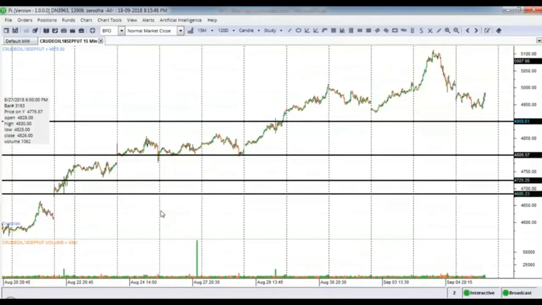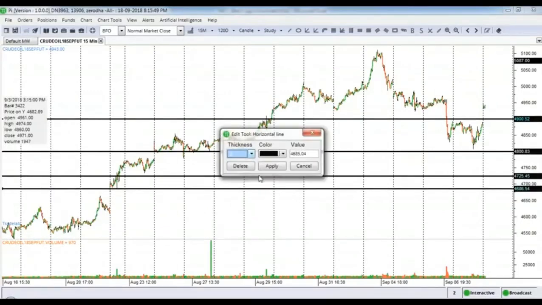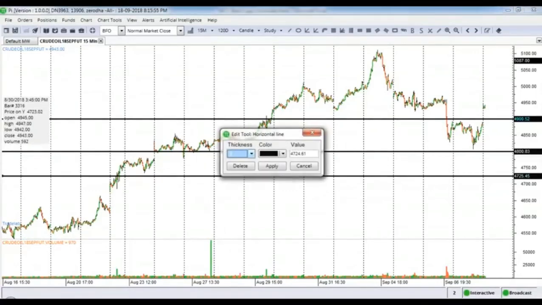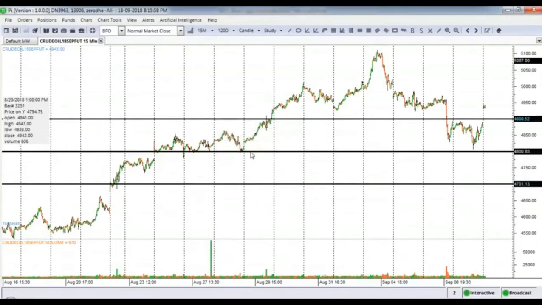Yes, sir. Now the best part about crude oil is, if it is not able to hold 4800, it will most likely fall to 4700, which is another 100 rupees. So this is another 100 rupees on the downside and 100 rupees on the upside.